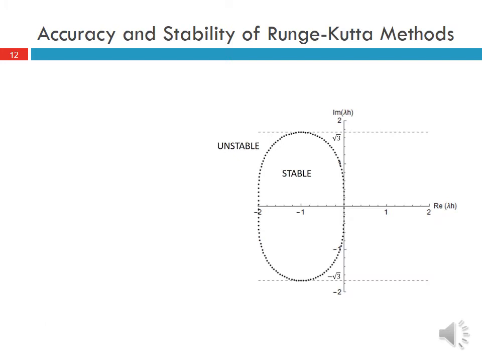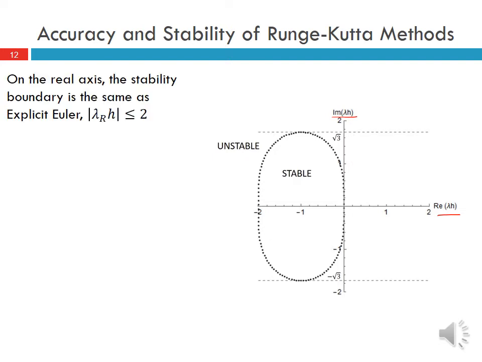So if we do that, we get a diagram something like what is shown here. Again, this is the real lambda h, and this is the imaginary lambda h. And we see that we get this stability region here. On the real axis, the stability boundary is the same as the explicit Euler. So this goes out to 2 here, or the magnitude of lambda h has to be less than or equal to 2 for it to be stable.